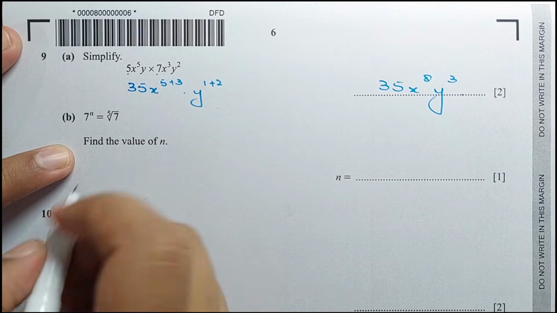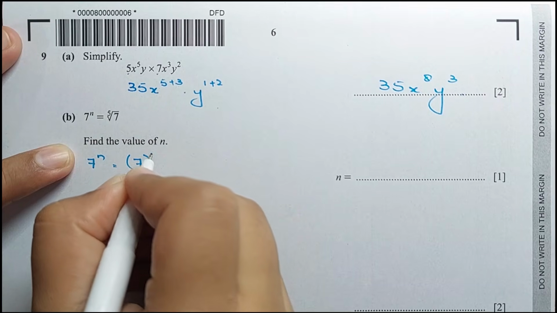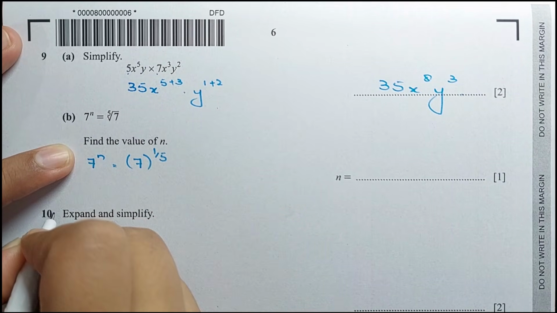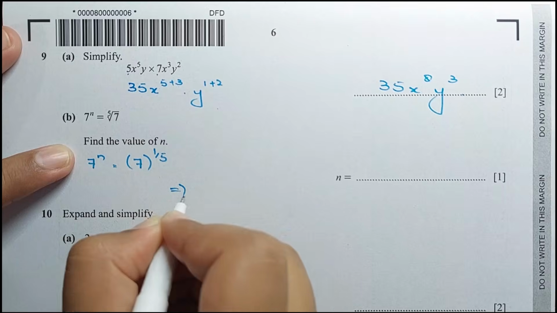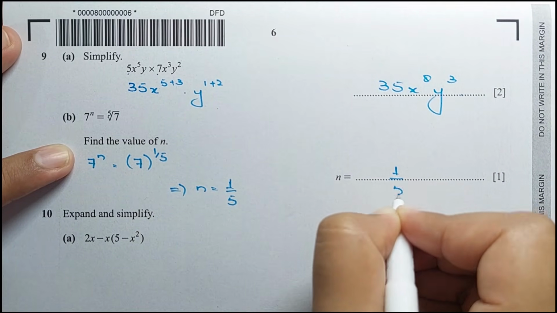Part B, find the value of n. So 7 to the power n is basically 7 to the power, it's a fifth root, so 1 over 5. When the bases are the same, we can compare the powers, so n is 1 by 5. So the value of n is 1 divided by 5.